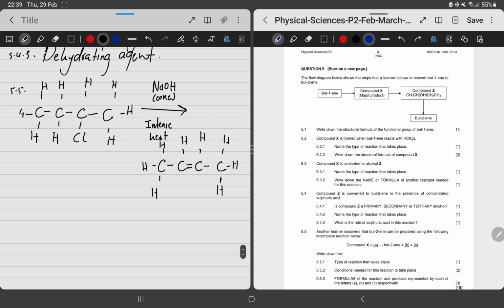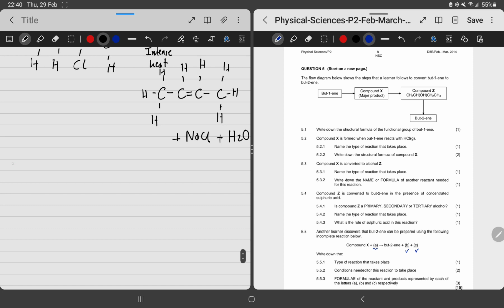Okay, this chlorine is going to get attached to what? To the sodium. And then I'm going to have the salt, sodium chloride. What else am I eliminating? I'm removing a hydrogen there, remember? And that hydrogen is going to be bonded to the OH. So it is going to form what? Water. Which is why I have the sodium hydroxide. I have but-2-ene, I have the salt, and then I have the water.